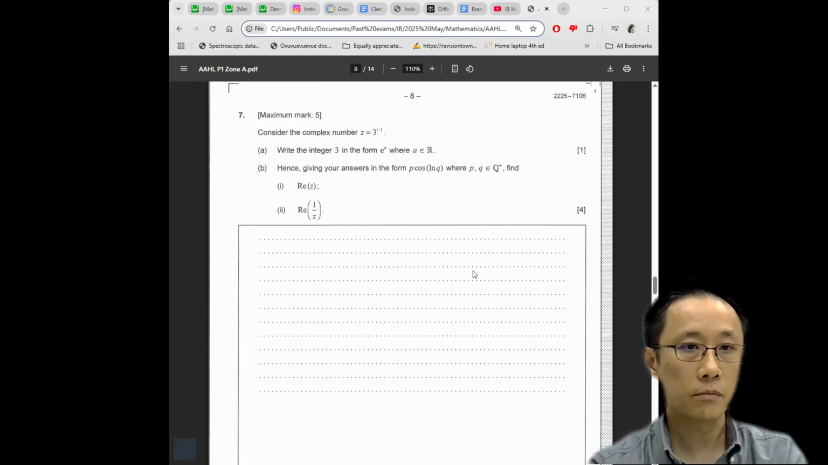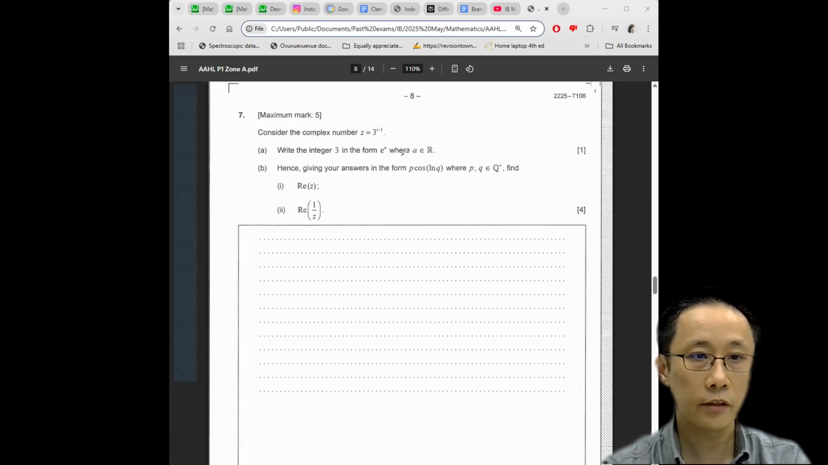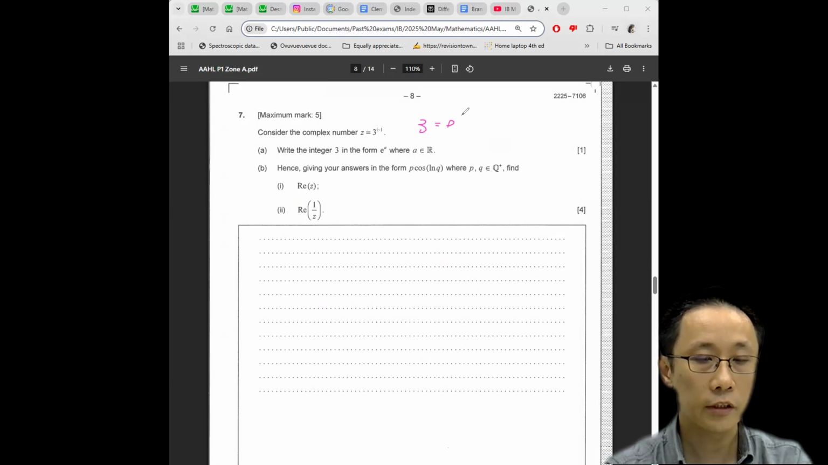Question 7 is about some complex numbers. So writing 3 in the form of e to the a, so we have 3 equals e to the a, so clearly a equals ln 3. So 3 can be written as e to the ln 3.